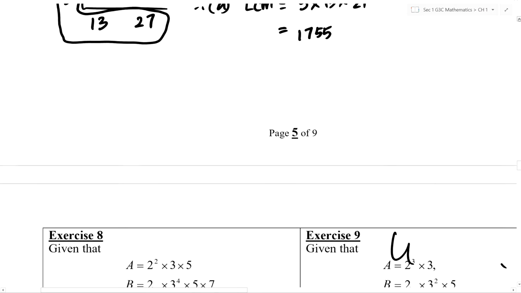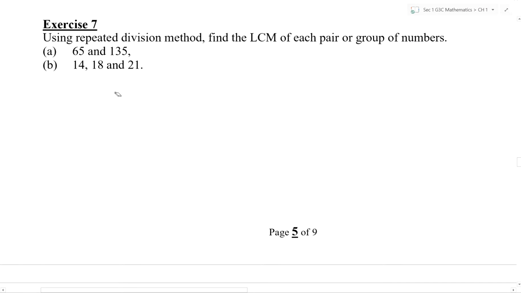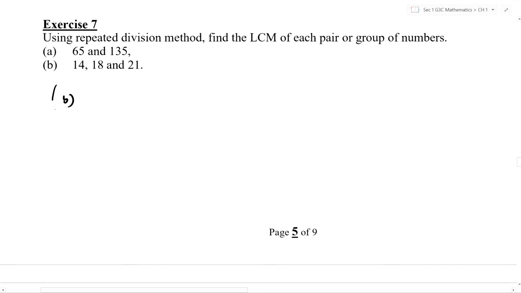Okay, the next one, for 14, 18, and 21, to find the LCM, instead of listing down everything, which might be what we would have done in primary school, we're now going to use our method that we've just done, 14, 18, and 21. So draw this. What is the lowest common prime factor that we can see? Is there any? 14, 18, and 21. Is there any? No, right? We don't have 2, 3, 5, 7, don't have anything.